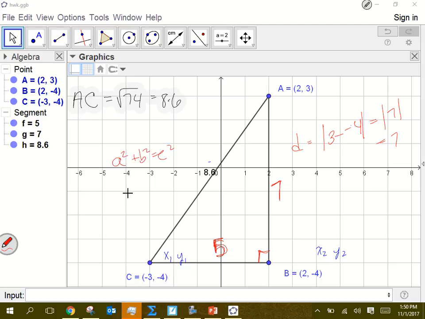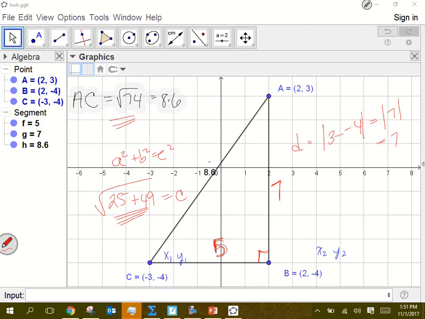Well, A is 5, so you get 25. B is 7, so I get 49. That should equal C squared, right? So if I take the square root, I get that. Isn't that the exact same thing we found up here when we used the distance formula? So the distance formula and the Pythagorean theorem are identical. They are the same thing.